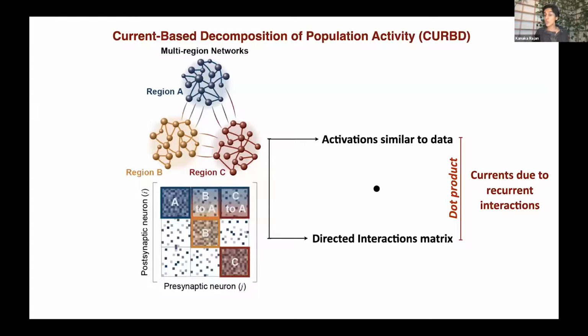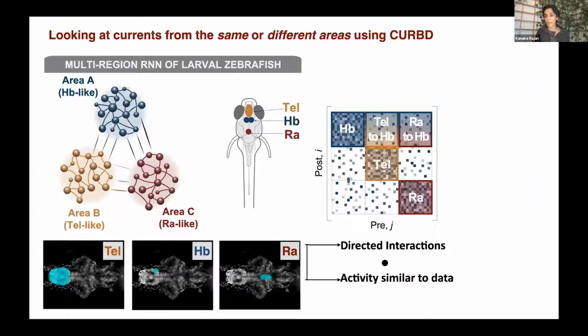I'm going to show you an example. We've done this in the whole brain and we're analyzing those trained networks now, but we built a three-region model, which I'm going to show you today. One that looks like the habenula, one that looks like the raphe, and one that looks like the telencephalon. These are three regions in the larval zebrafish system that are historically known to mediate this type of behavior. This is inherited from mouse literature, where a lot of this work has been done previously.